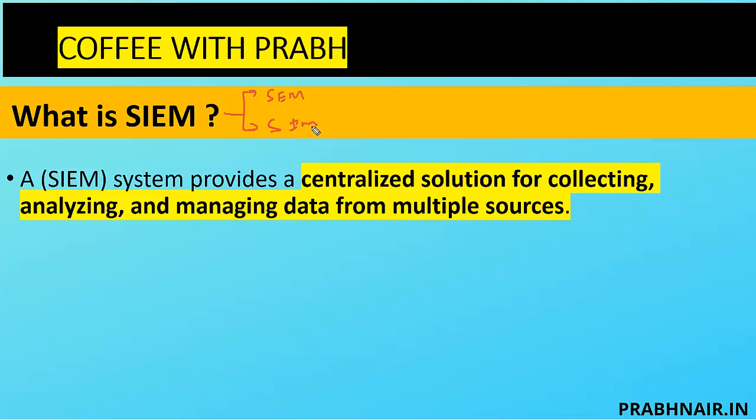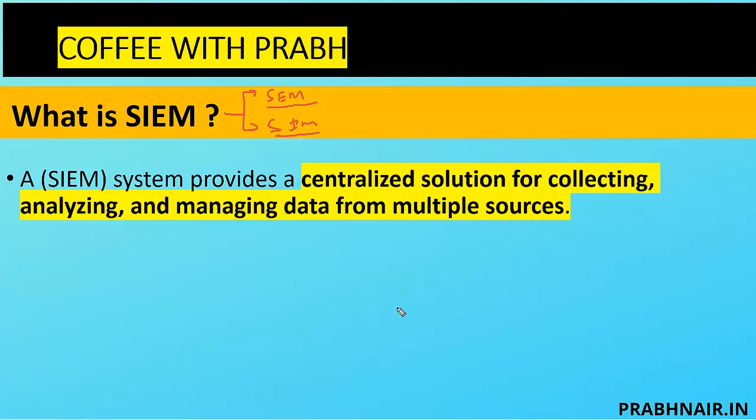So SEM stands for Security Event Management, which provides real-time monitoring, analysis and notification of security events such as suspected security incidents and all that. And SIM is called Security Information Management, which basically provides long-term storage of data along with the method of analyzing data, looking for trends, reporting and verifying compliance regulation.